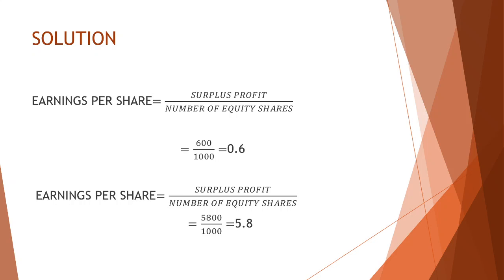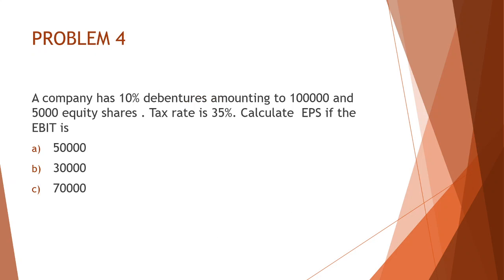This is problem 3. Now, let us go to the next problem, that is problem number 4. We'll read the question. The company has 10% debentures amounting to rupees 1 lakh and 5,000 equity shares. Tax rate is 35%. Calculate EPS if the EBIT is 50,000, 30,000 and 70,000.